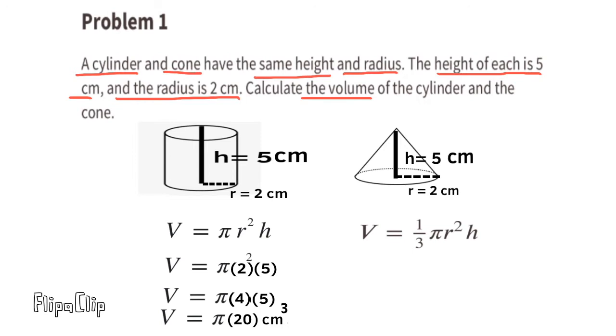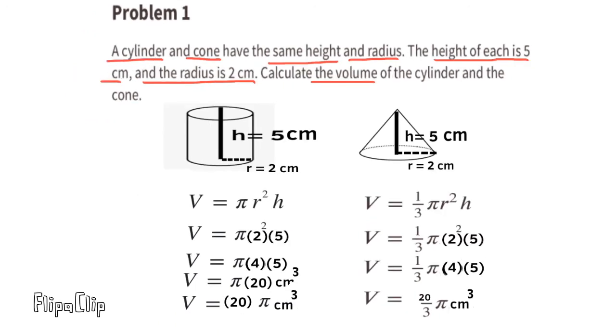To find the volume of the cone, we'll multiply 1/3 times pi times r squared times height. Since the radius is 2 and the height is 5, we'll multiply 1/3 times pi times 2 squared times 5. And that's 1/3 times pi times 4 times 5, or 1/3 times pi times 20. That can also be written as 20/3 times pi centimeters cubed.